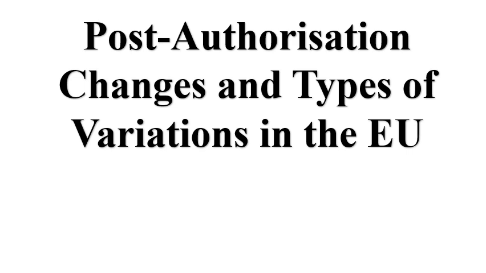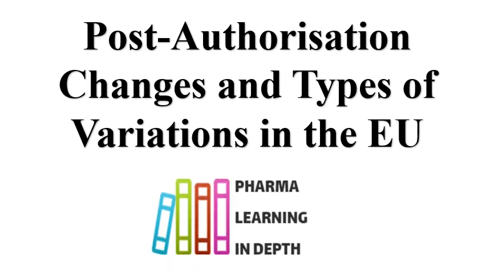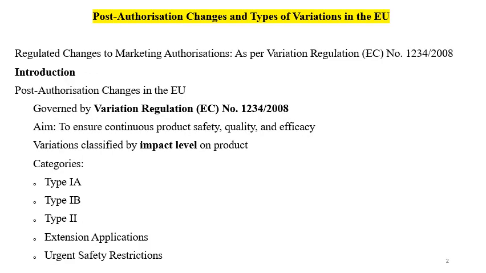The topic for the present video is post-authorization changes and the types of variations in the EU region. If you are working on a product for the Europe region, then you need to understand and learn about post-authorization changes and variations. For the US market, these changes are called SUPAC changes. SUPAC means scale up and post approval changes. And for the Europe market, these changes are called variations.